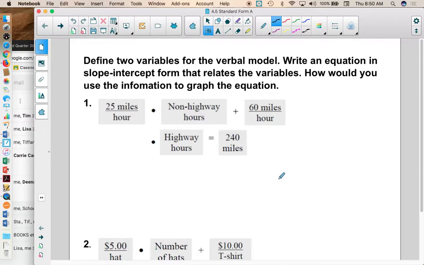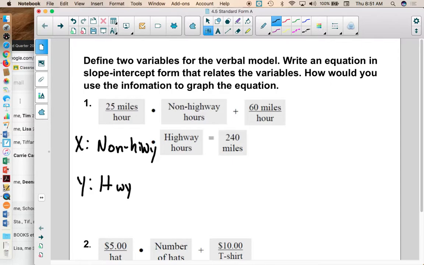Madison. Non-highway hours and highway hours. So you assign the x and the y to those pieces. So in this case, we're going to say x is the non-highway. And we're going to say the y is the highway. Okay? And then we write the equation.